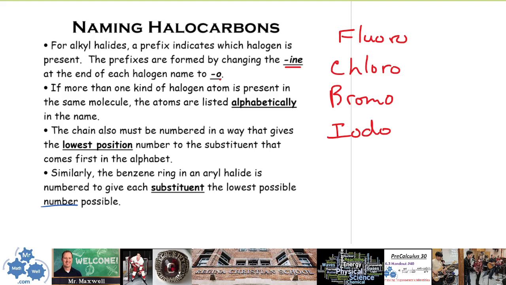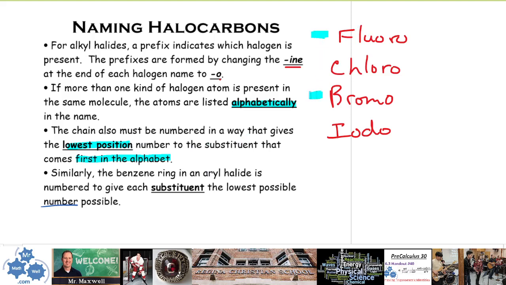in alphabetical order by name. The chain must also be numbered in a way, and now this is very important, that gives the lowest position number to the substituent that comes first in the alphabet. So the lowest position for the naming is the one that the element attached here that comes first in the alphabet.